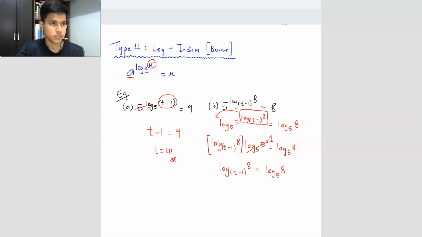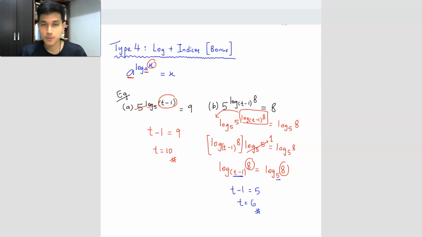So what we can do is, you notice here is 8, here is 8, right? Since both of them are base 8, we can assume that this is equal to this, correct? So you know that t minus 1 is equal to 5. So t is equal to 6.